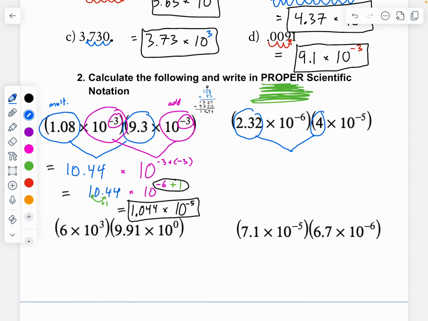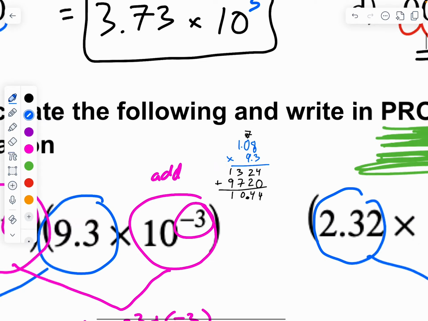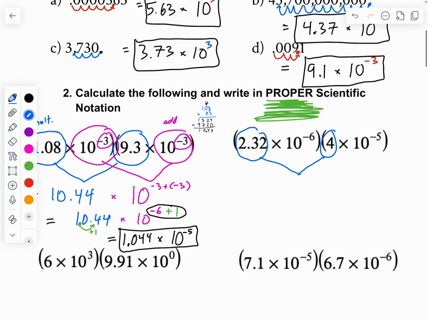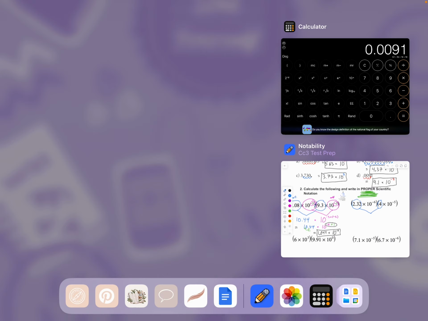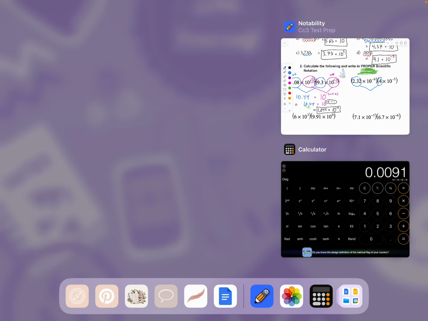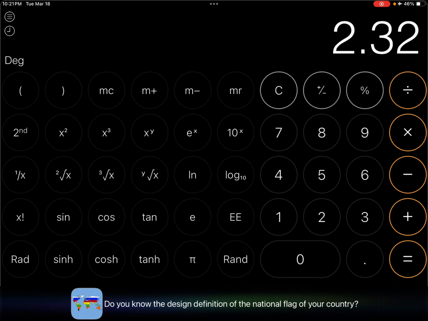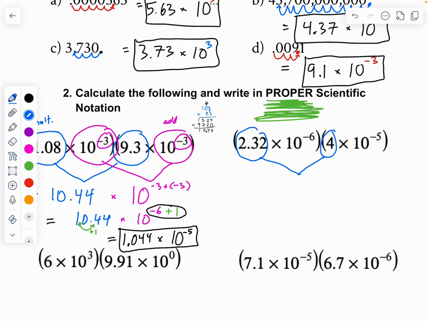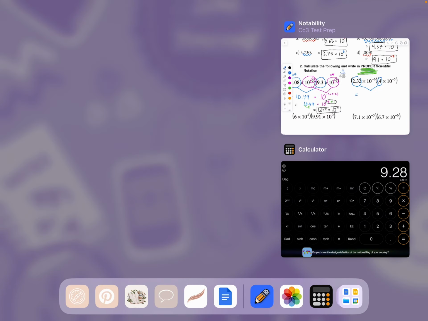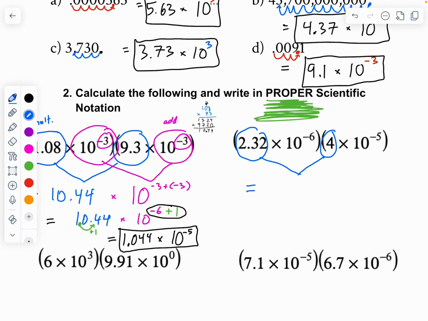So I'm going to use a calculator to save you time, but of course on your test, be prepared to do this by hand, okay? For now, allow me to use a calculator. What I need to do is multiply 2.32 times 4. 2.32 times 4 happens to be... Oh, we lucked out. 9.28.